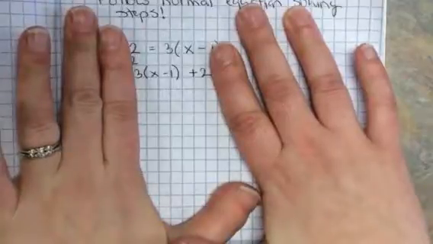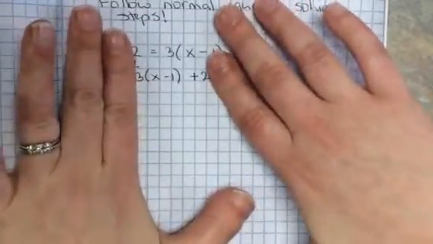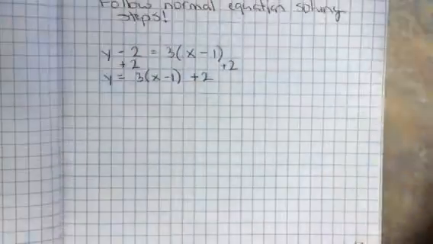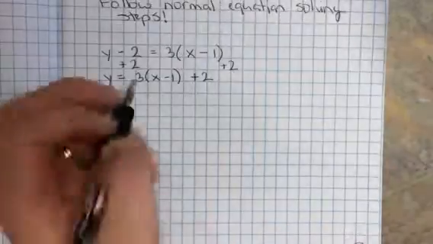Max, what can I do first? You need to combine the 2 with... First of all, you need to do the things in parentheses. Okay. Yeah, distributive property would be my best first step.